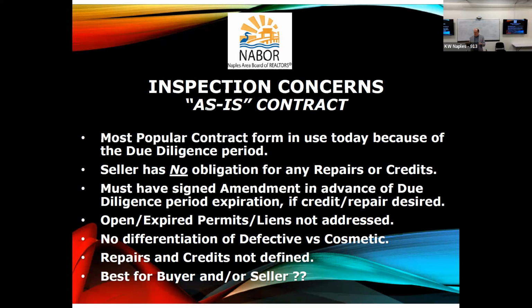And there's no standard for what goes in that amendment, right? It's not defective versus cosmetic, it's whatever the buyer asks for. And if they're asking for a credit of $15,000, there's no requirement that they provide any type of estimate, they just ask for the credit. If the seller accepts the amendment and returns it to the buyer prior to the end of the due diligence period, the contract is modified. If the seller doesn't respond by the end of the due diligence period, the buyer has to make a decision. Do I cancel and move on, or do I accept the property the way it is?